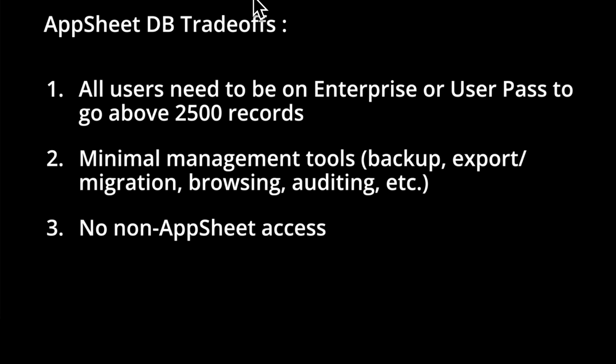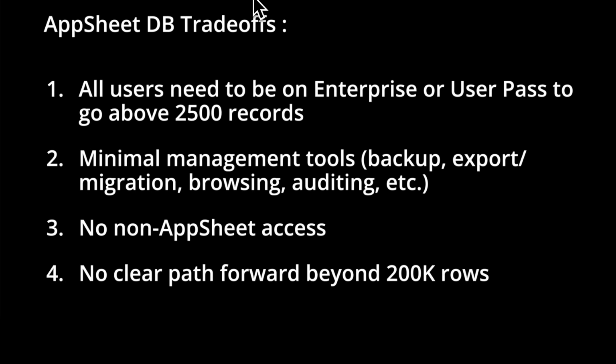All right. And then the third is that there's no non-AppSheet access to this. So with Sheets, there's an API for Google Sheets that you'd be able to access that data with if necessary. With a SQL database, you can make a database connection to access it from other apps for integrations if necessary. But with AppSheet Database, there's no direct API for accessing it. So your only option is to go through the AppSheet API in order to be able to get to it.